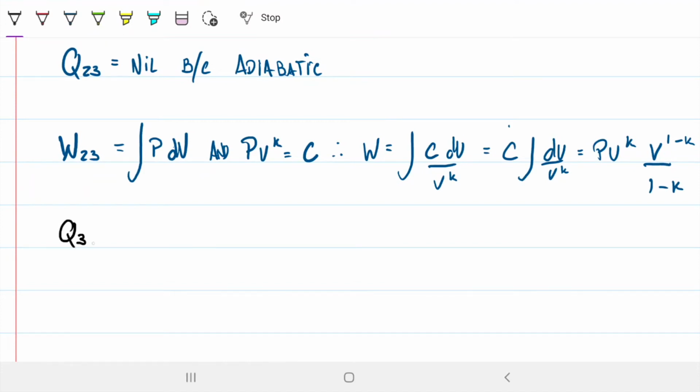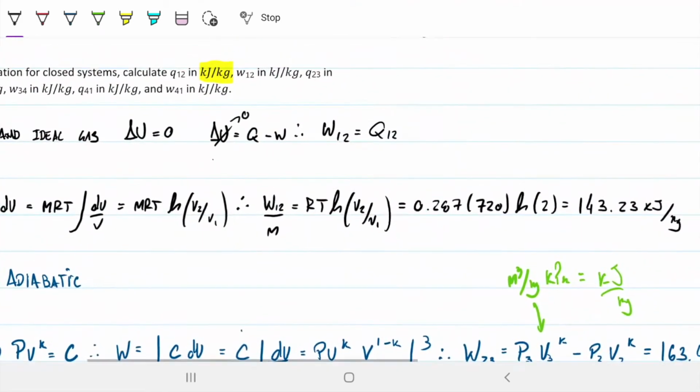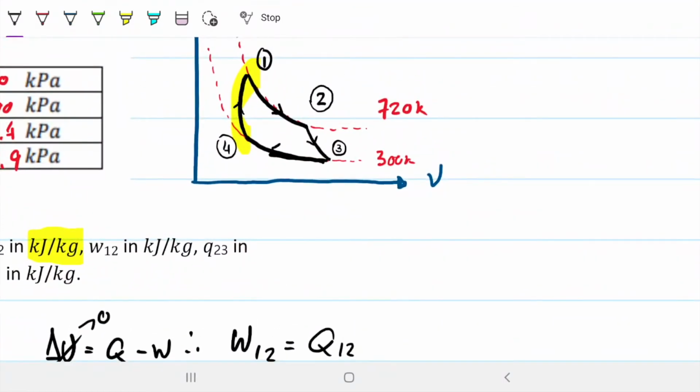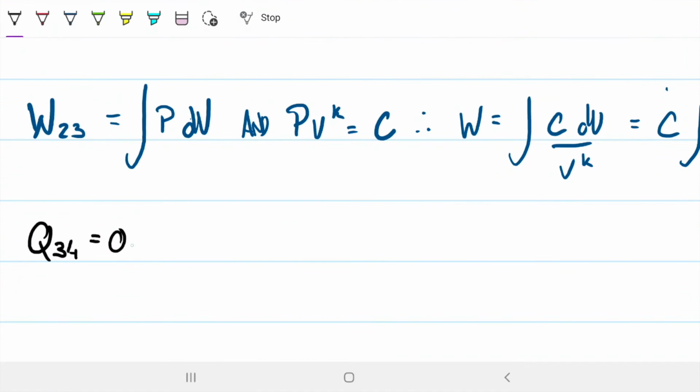So Q from 3 to 4. And now things start to repeat, right? Because it's quite a symmetrical thing we're doing here. So from 3 to 4, again, it's an isotherm, right? Because it's an isotherm transformation, then we know delta U will be 0 because it's an ideal gas. Delta U being 0 means that the work is equal to the heat. So just like before. Okay, so not 0, sorry. The work from 3 to 4 is equal to the heat.